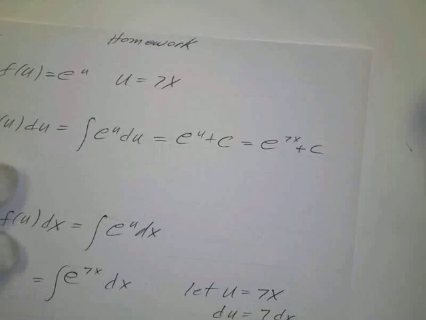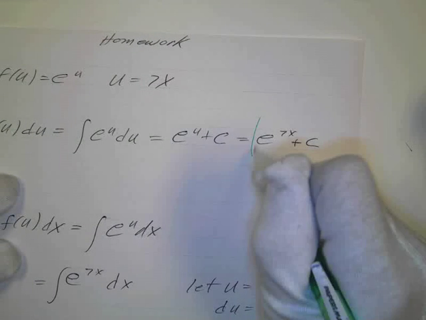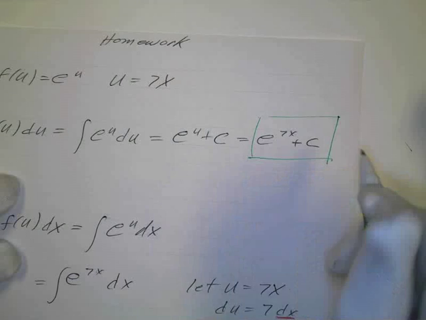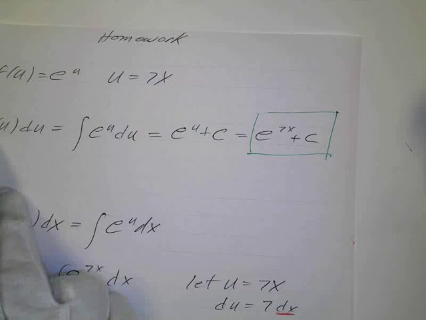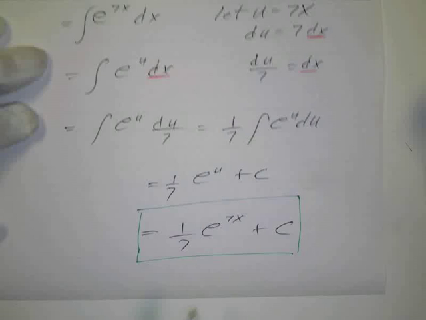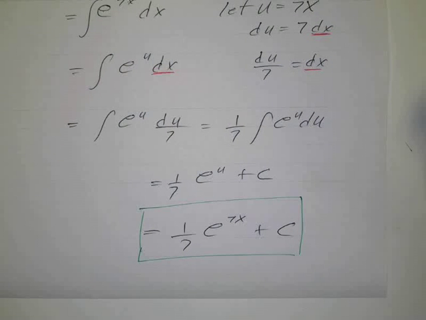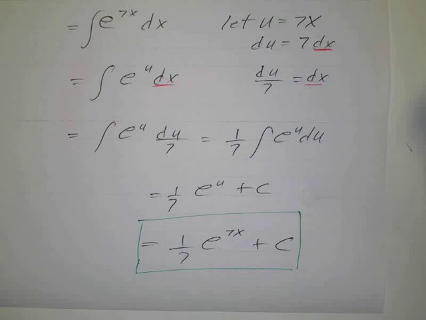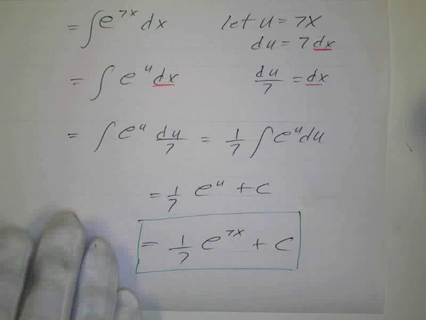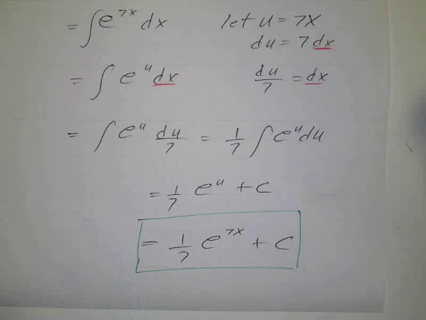This is one, and this is the other. So this was the f of u du, and this is the f of u dx. And you see they're a little different by that 1/7. So I think that's what they wanted you to show. Okay? All right, let's take a look at the other ones.